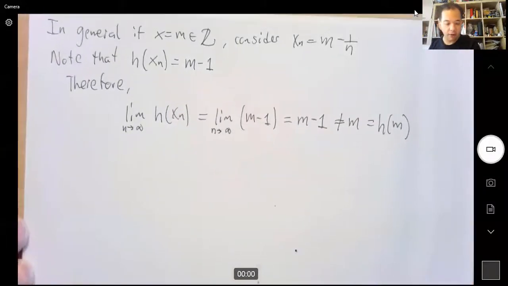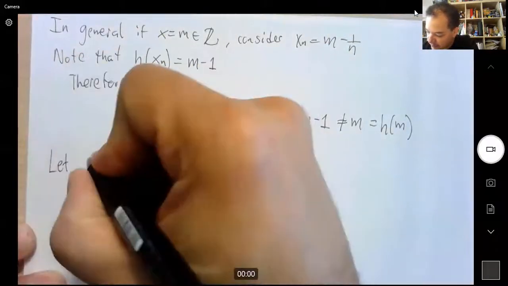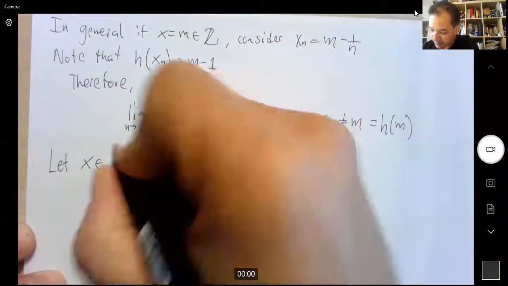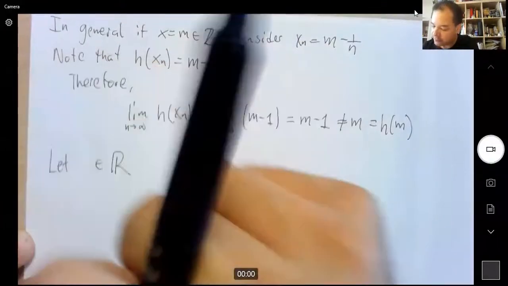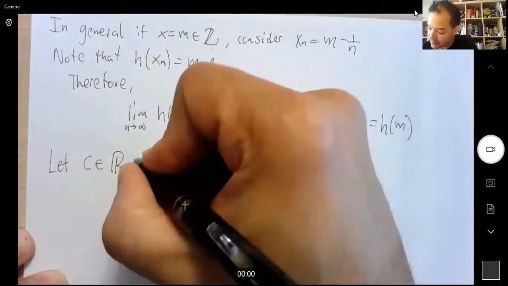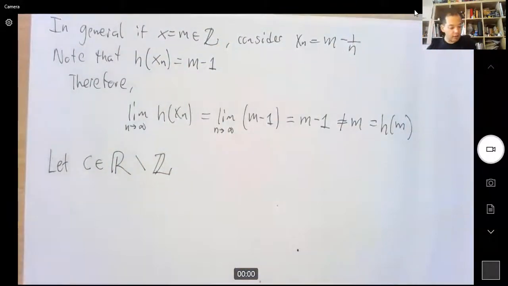So let's argue why that is the case. Okay, so how do we do that? We need to show, now let x be a number that is a real number. Let me call it c instead of x because we usually use x as our variable. So let c be a real number that is not an integer, okay? And we need to show that the function is continuous there.